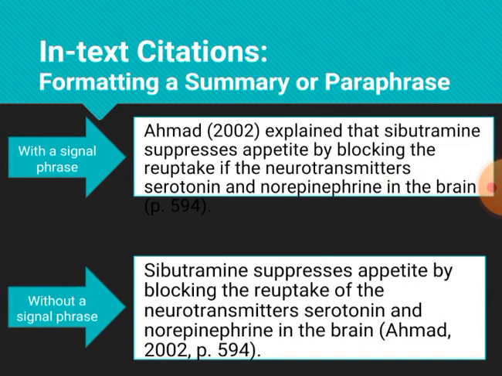If we have to cite a summary or paraphrase, then we have two ways. The first is with a single phrase. We have the example that Ahmed in 2002 explained this: sibutramine suppresses appetite by blocking the reuptake of the neurotransmitters serotonin and norepinephrine in the brain. Again, we have the form without a single phrase: sibutramine suppresses appetite by blocking the reuptake of the neurotransmitters serotonin and norepinephrine in the brain. Again, you can see how, with a single phrase and without a single phrase, we quote the same research in a different way.